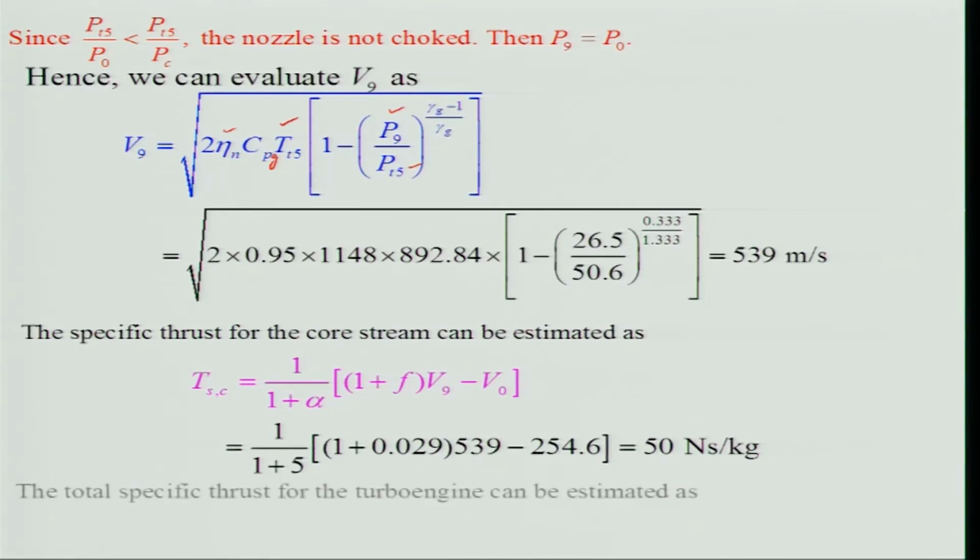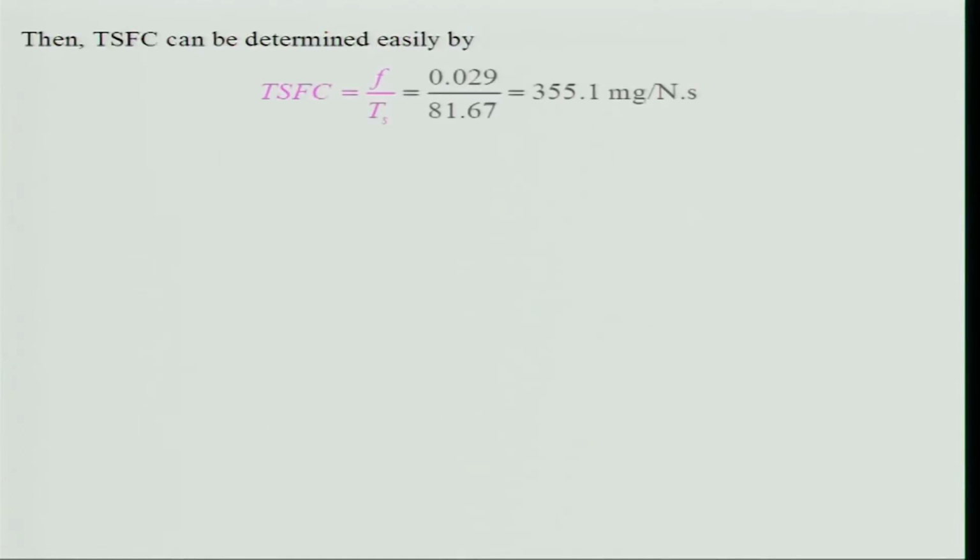The total specific thrust of the turbofan engine can be estimated as Ts plus this thing, that is you just add and you get this number, 81.67 kilonewton per second per kg. It looks to me like that. So, TSFC can be evaluated as TSFC is f divided by Ts, 0.029 divided by 81.67, you will get 355.1 milligram per Newton per second.